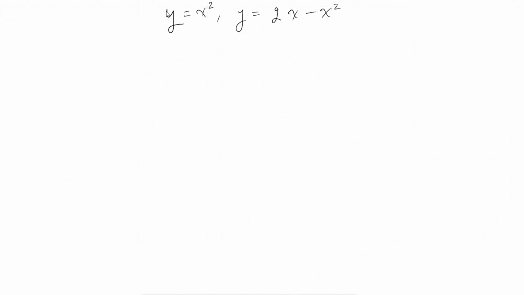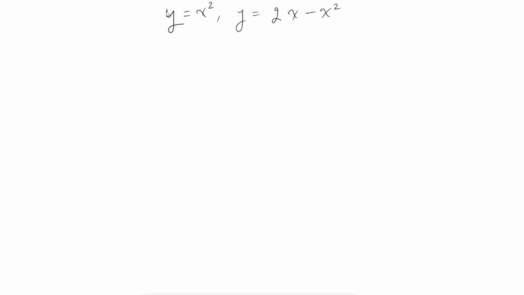Example 2 asks us to find the area of the region bounded by the parabolas y equals x squared and y equals 2x minus x squared. The first thing that we need to do, of course, is to determine where these curves intersect so we can figure out what our bounding x values are going to be.